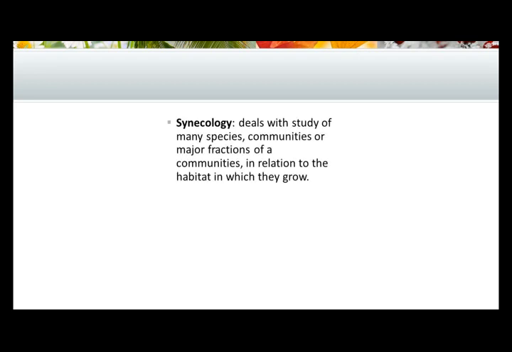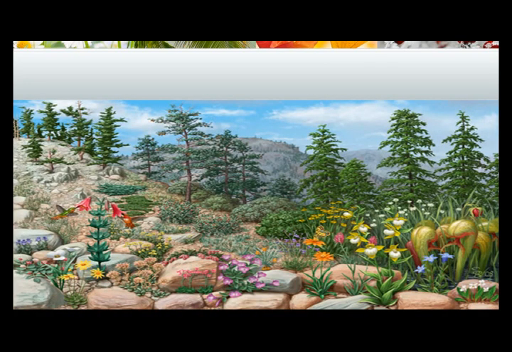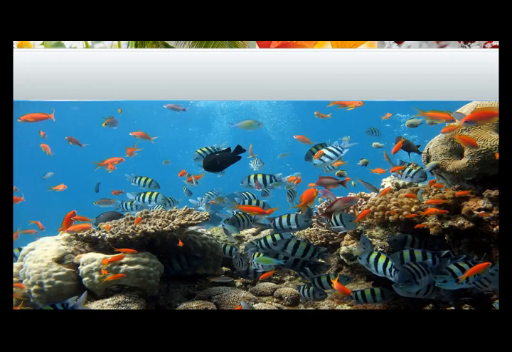The second is Synecology. Synecology deals with the study of many species, communities, or major fractions of communities in relationship to the habitat in which they grow. Or it is the study of plant community and the relationship with its environment. Now here you can see an image showing the groups of populations. A group of populations forms a community. Now how this whole plant community is interacting with the biotic component and the abiotic component in that particular area, this study of ecology, we call it Synecology. So this is in a xerophytic habitat, and this is in the case of an aquatic habitat, a study of Synecology.